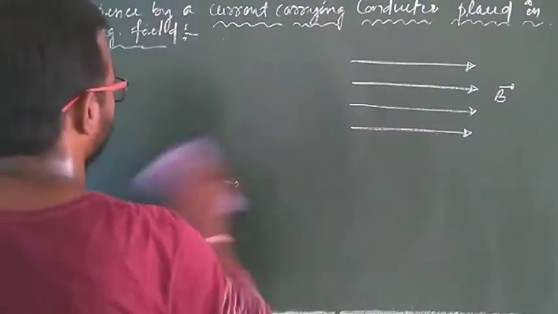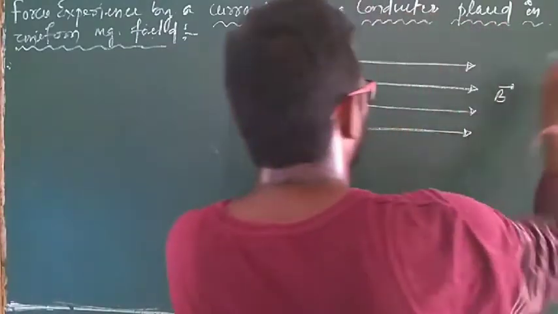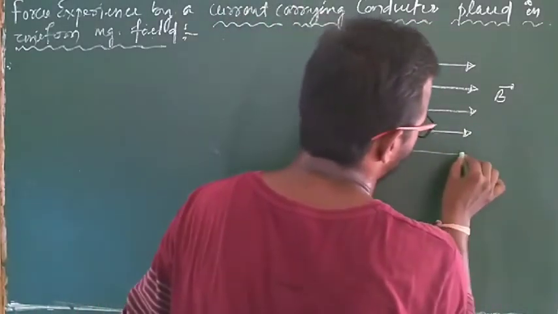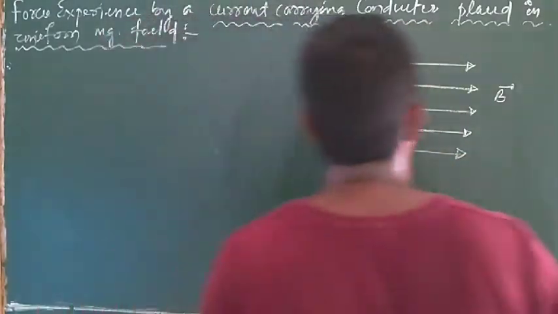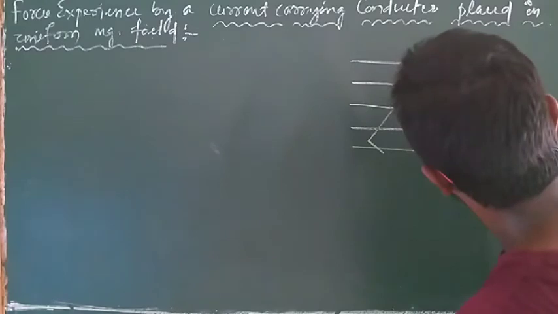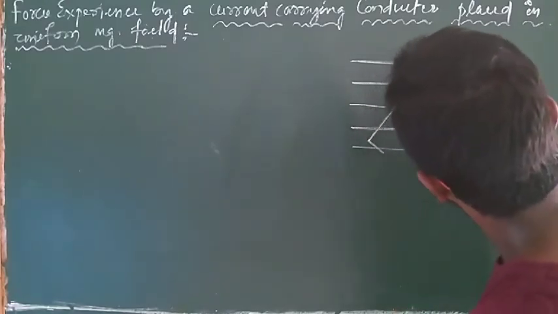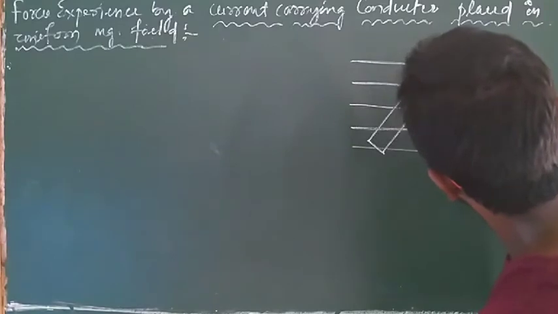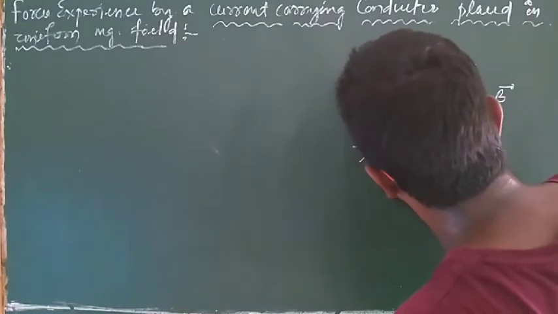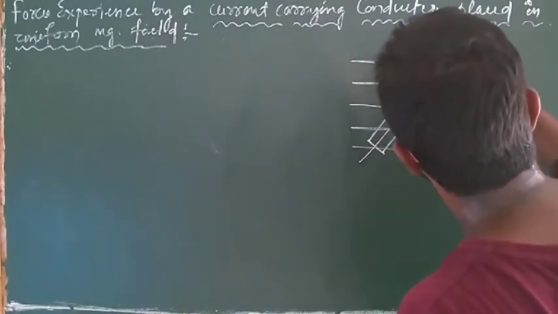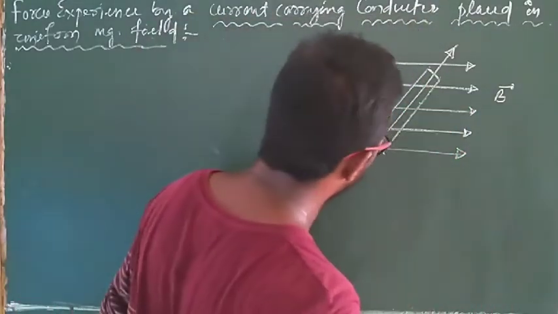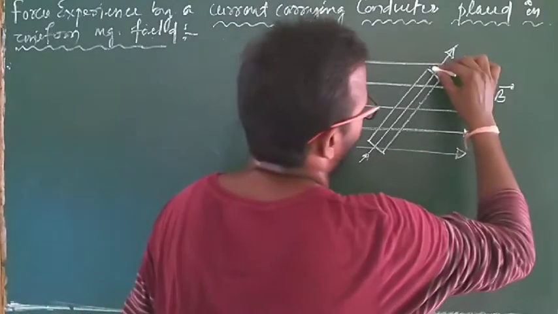Now suppose there is a conductor. Suppose this is the uniform magnetic field, the direction of the uniform magnetic field. We have a current carrying conductor placed in the uniform magnetic field, and the current flows through the conductor in this direction. Suppose this is the conductor and this is the direction of current.